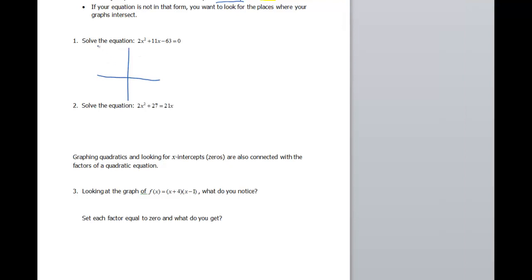Okay, so what we're going to want to do over here then is on our paper, we'll go ahead and draw in our parabola. So then we can say here, this is negative 9 comma 0, and this point was 3.5 comma 0. So x equals negative 9, and x equals 3.5.